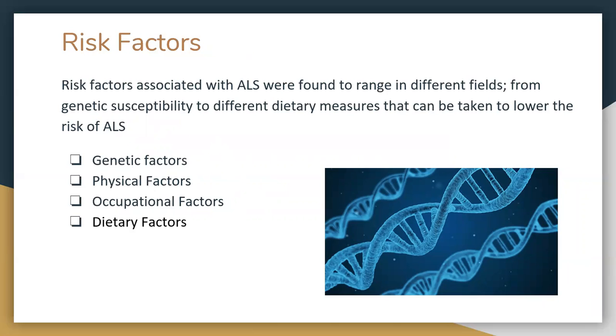Physical factors. So high levels of physical fitness or lower body mass index than average have been shown to increase the risk of someone being found to have ALS. Occupational factors. It was reported that work environments with chemicals, pesticides, metals, and electromagnetic fields are at an increased risk of being diagnosed with ALS. And finally, dietary factors found that regular use of vitamin E supplements was associated with a lower risk of being put at risk by ALS. So higher vitamin E usage decreased your risk of ALS.